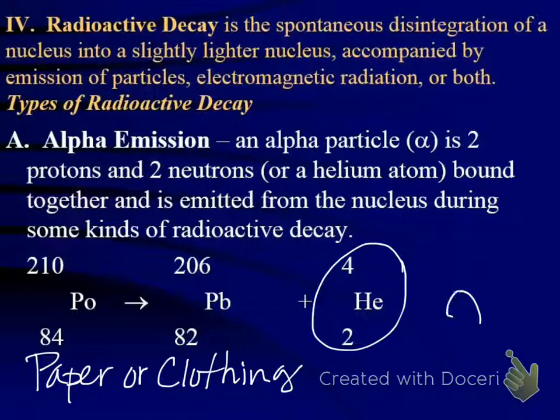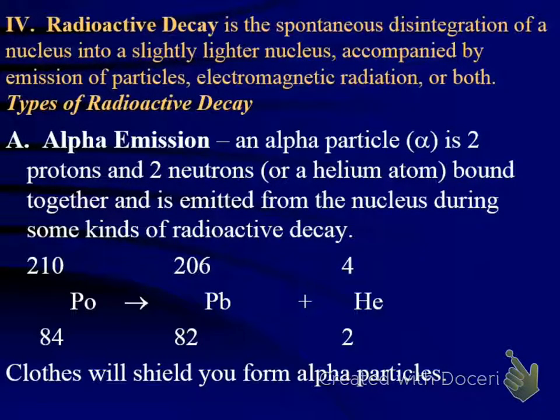Sometimes you'll see it like this. That's supposed to be one of those funny looking A's, but I'm not very good at drawing it. That means the same thing. So sometimes I don't know if it shows up as an alpha on your worksheet. Normally we write it as helium, but you do need to be aware that an alpha particle is basically a helium nuclide. Okay?